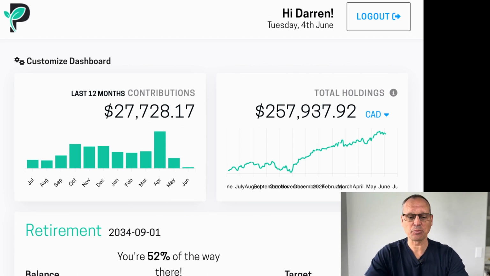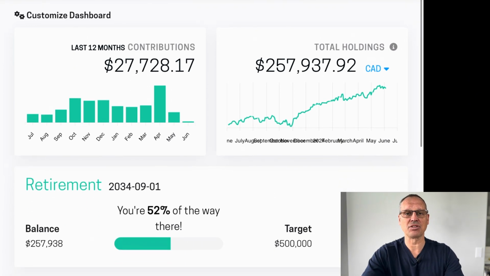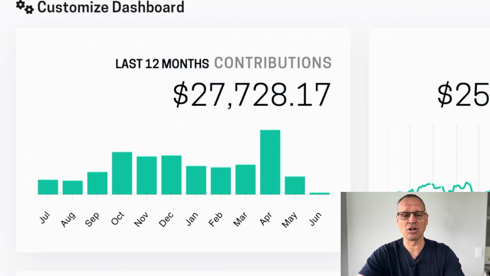So on the main dashboard, you can customize it, which I have done. And I've set it up so that there's the most relevant things that I think I need to look at. So the first thing we're going to look at is the last 12 months of contributions. That's how much money that you've taken from your bank account and deposited in, and then gone ahead and invested.